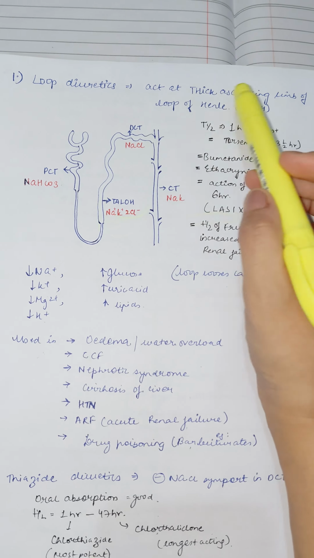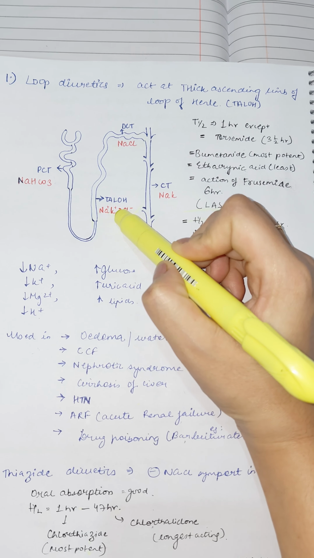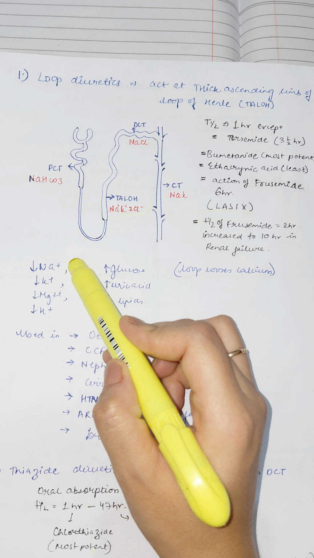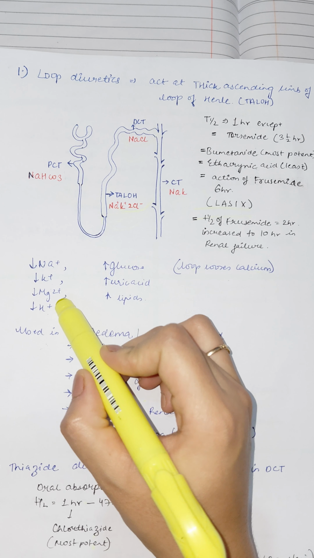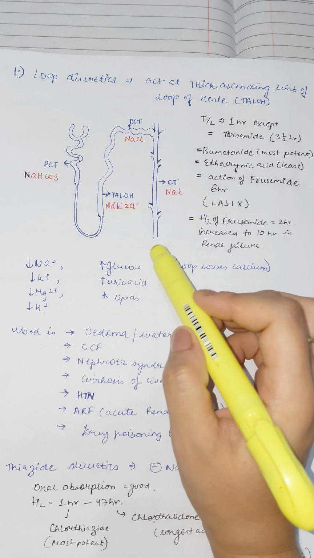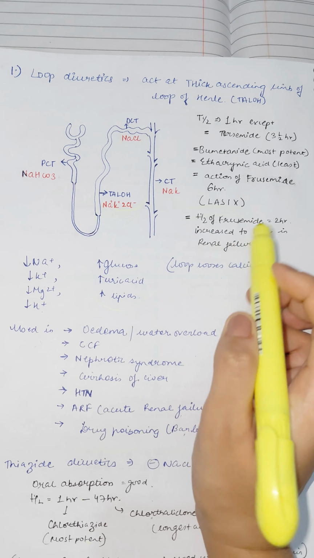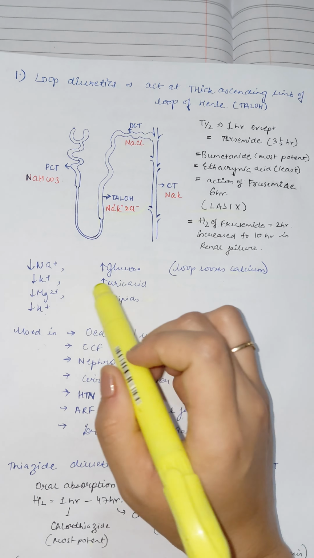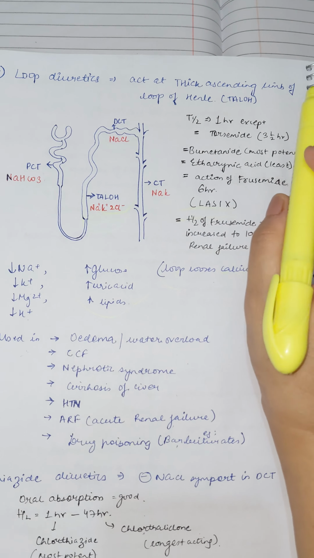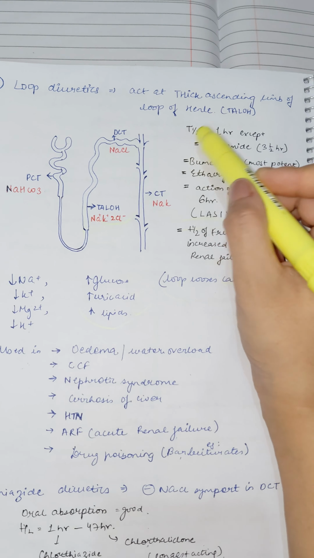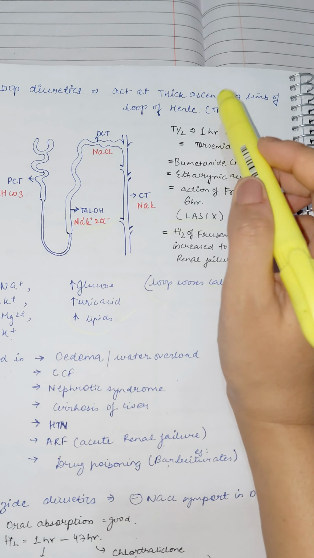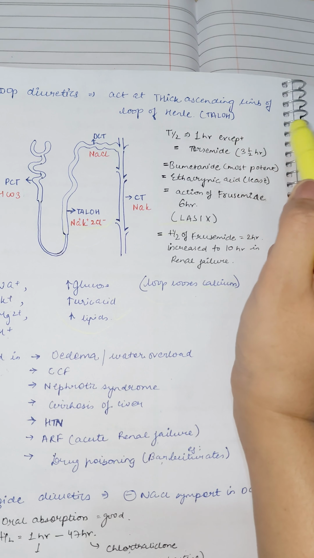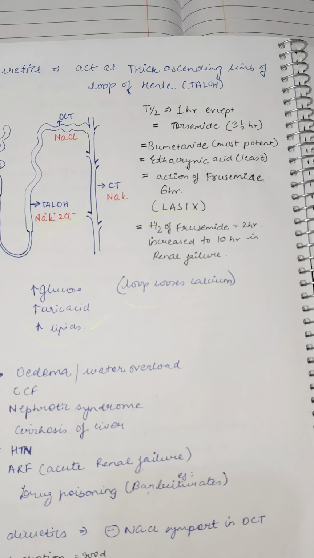So loop diuretics act in the thick ascending limb of the loop of Henle, and they cause excretion of sodium, potassium, magnesium and hydrogen ions, but they increase reabsorption of glucose, uric acid and lipid. For calcium, you can also remember loop loses calcium, so it causes excretion of calcium. Then T half. The T half of most of the loop diuretics is 1 hour. The exception is torsemide. Torsemide has a T half of 3.5 hours.